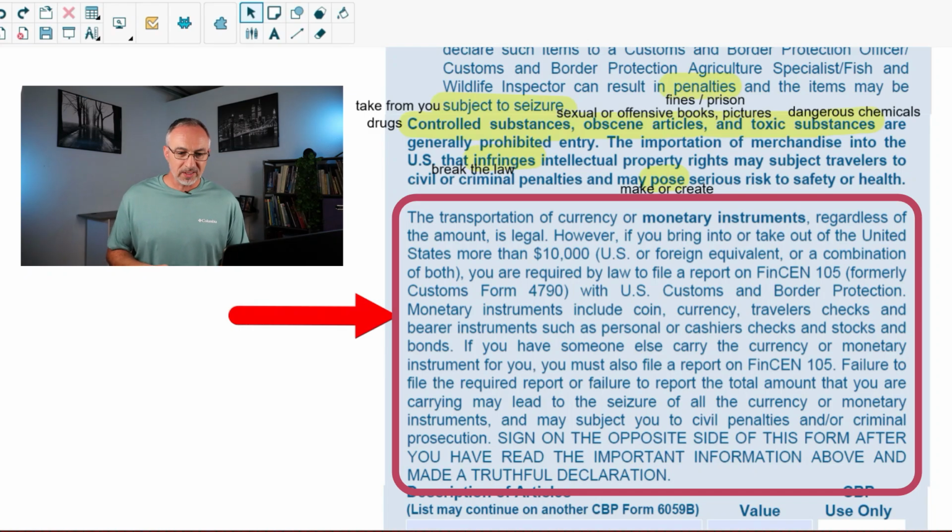If you have someone else carry the currency or monetary instrument for you, you must also file a report on FINCEN 105. Failure to file the required report or failure to report the total amount that you are carrying may lead to the seizure of all the currency or monetary instruments. Okay, so if you don't tell them, they can seize, they can take it away. And may subject you to civil penalties and or criminal prosecution. Sign on the opposite side of this form after you have read the important information above and made a truthful declaration. Okay, so you're telling the truth about how much the things are worth.